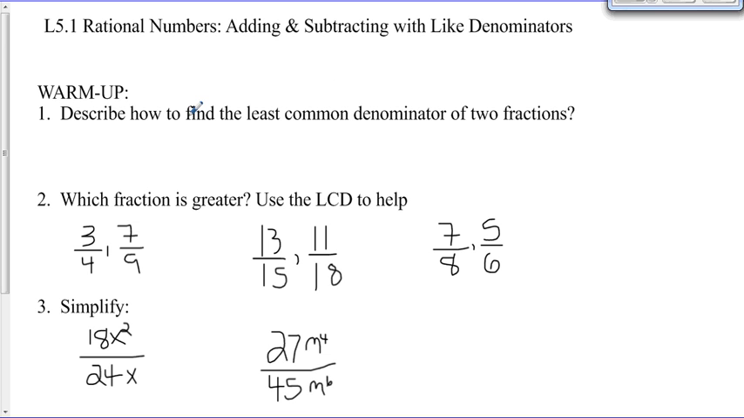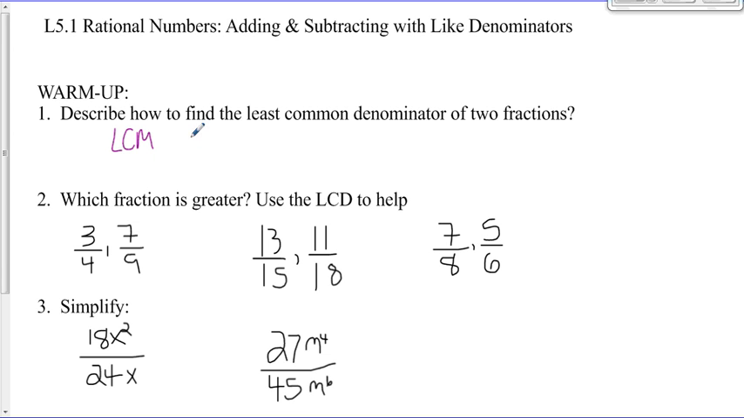Okay, so first question is how to find the least common denominator. Describe how to find it. You're going to use the least common multiple, the LCM, in order to do that. And make sure when you're finding the least common denominator, you're adjusting the entire fraction, right?